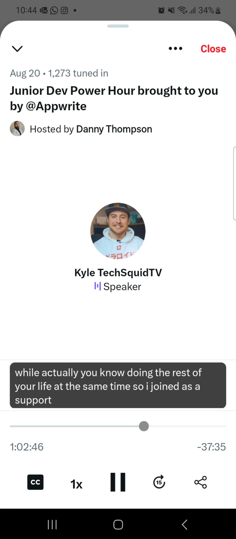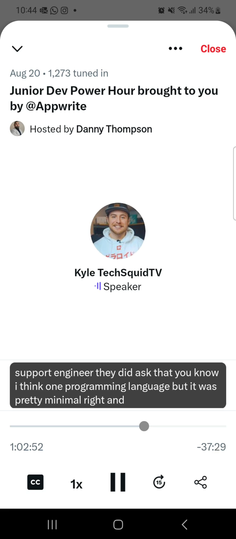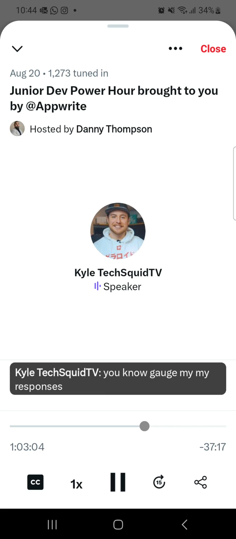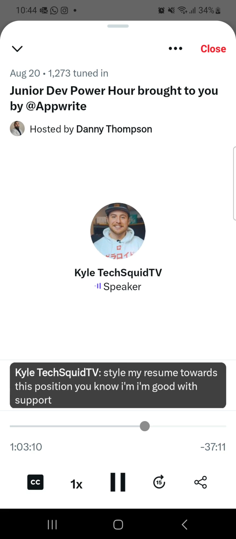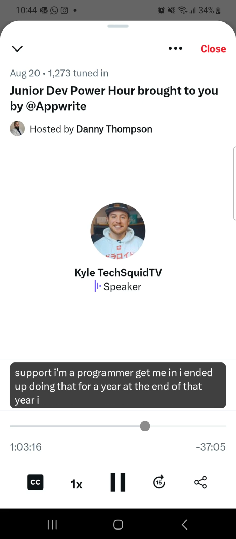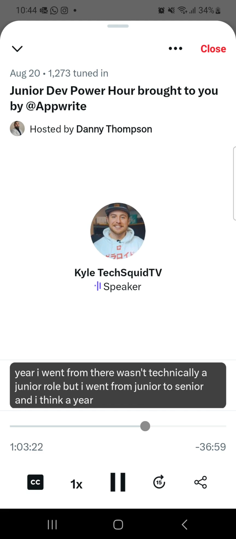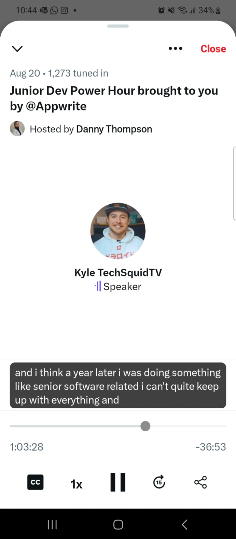So I joined as a support engineer. They did ask for, I think, one programming language, but it was pretty minimal, right? And I leveraged my experience. I don't think this would always work, but I said I worked at Geek Squad. We did lots of tickets and working with customers and solving problems, and I tried to gauge my responses and style my resume towards this position. I'm good with support. I'm a programmer. Get me in. I ended up doing that for a year. At the end of that year, there wasn't technically a junior role, but I went from junior to senior. And I think a year later, I was doing something like senior software related. I can't quite keep up with everything. And yeah, now I'm staff software engineer.